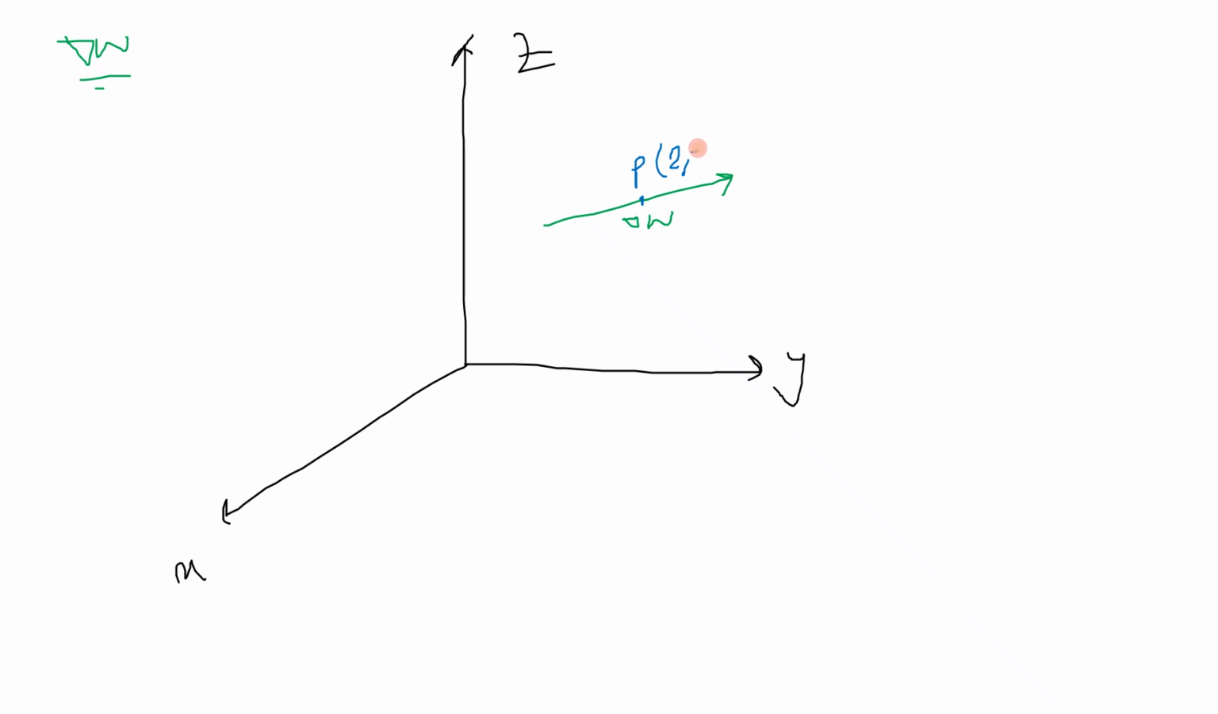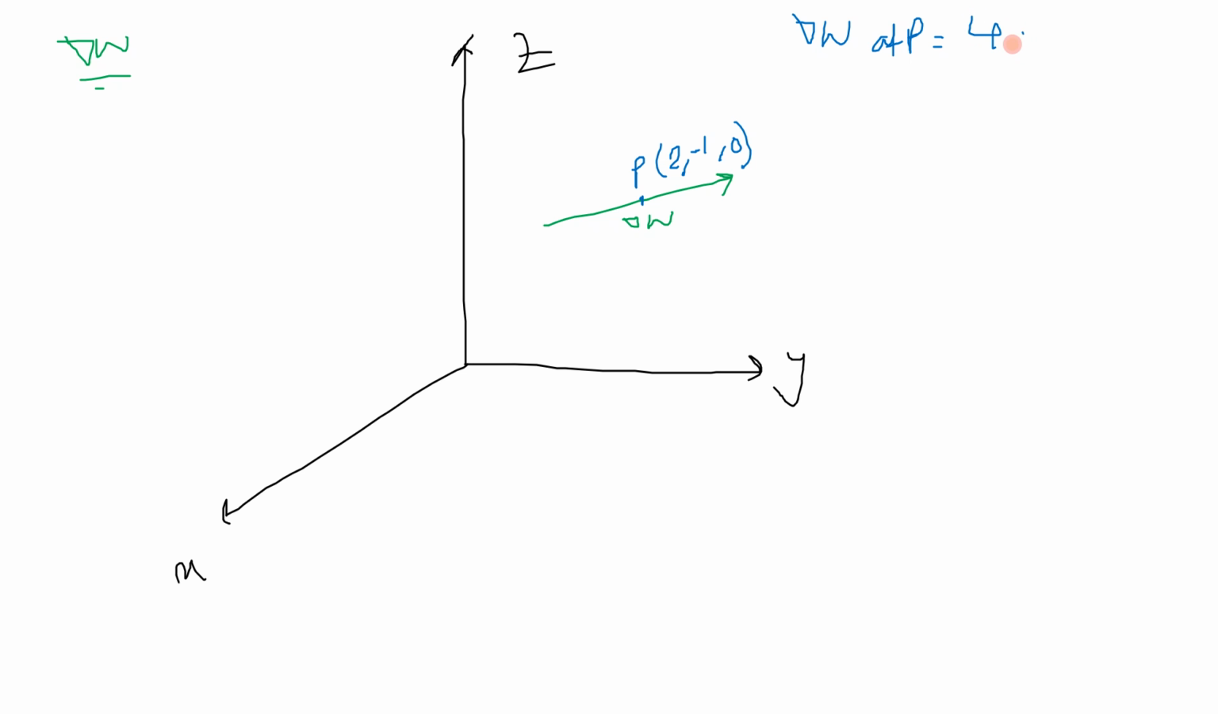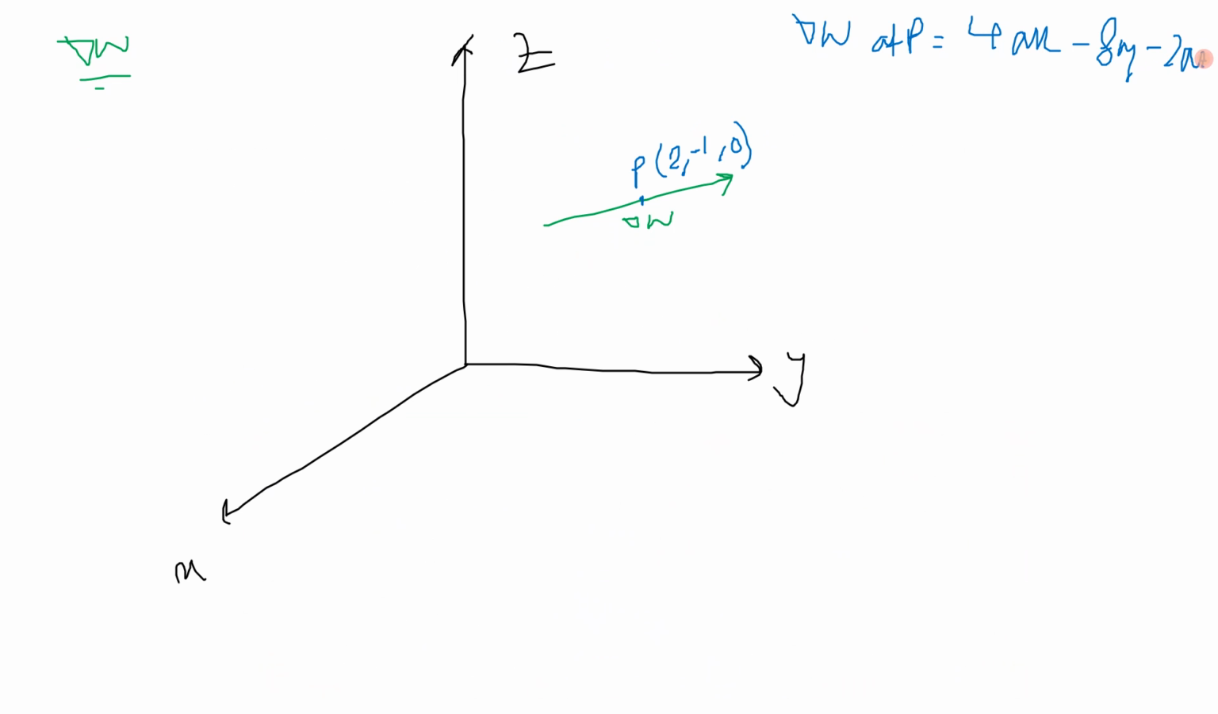Which is 2, minus 1, 0. So what is delta W at P? We have got, it is this one, 4 unit vector x minus 8 unit vector y minus 2z, 2 unit vector z we have got. Okay, so now the question is that we have got delta W like this.